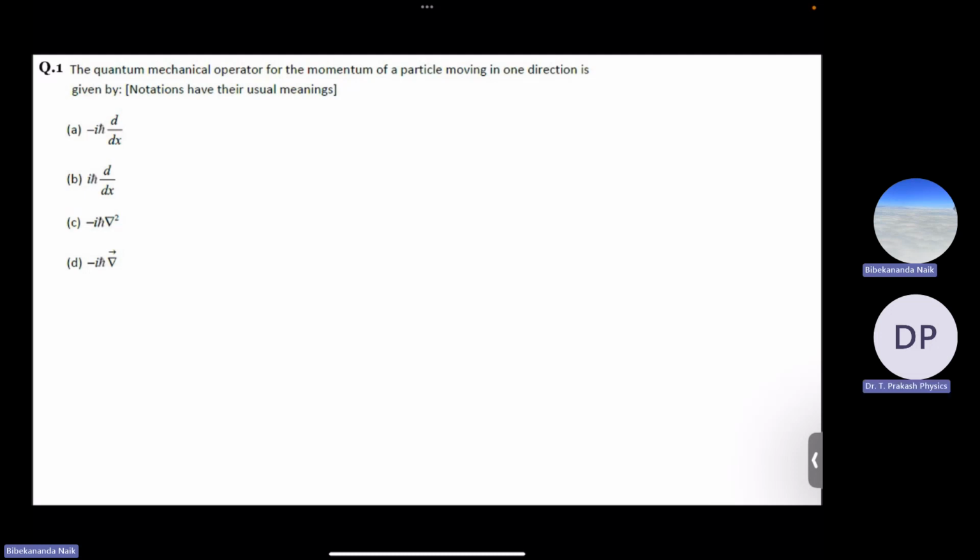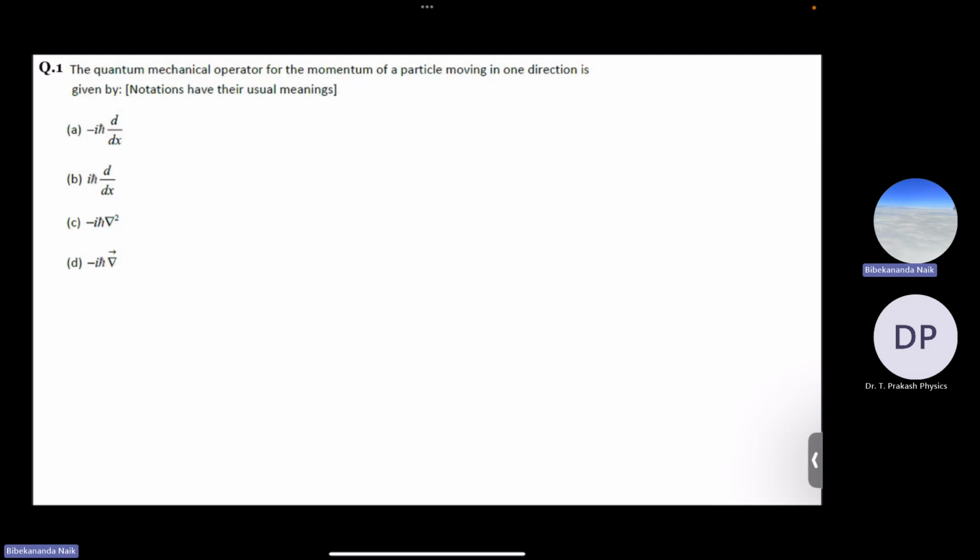Sir, in the question they have mentioned one direction only. For the three-dimensional quantum operator, it is minus i h cross del. Yes, for one direction that's okay. I am saying for three dimensions it is minus i h cross del. But how can you say that it is minus i h cross del? How are the operators derived? It's not enough to know this is the value of the operator; we should also know how this value gives us the actual momentum of a particle.